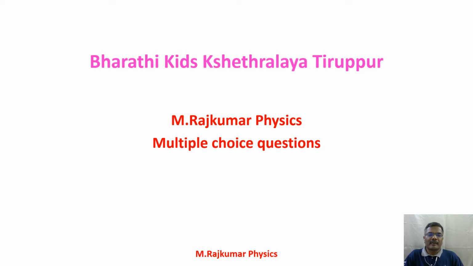Hi, good evening everyone. We are going to solve the multiple choice question from unit number 3, magnetism. The question number is 7. The physics chapter of unit number 3, multiple choice question number 7. We are going to find the solution for this particular question.